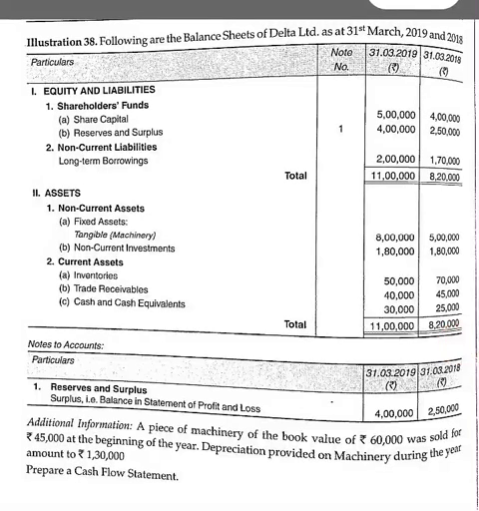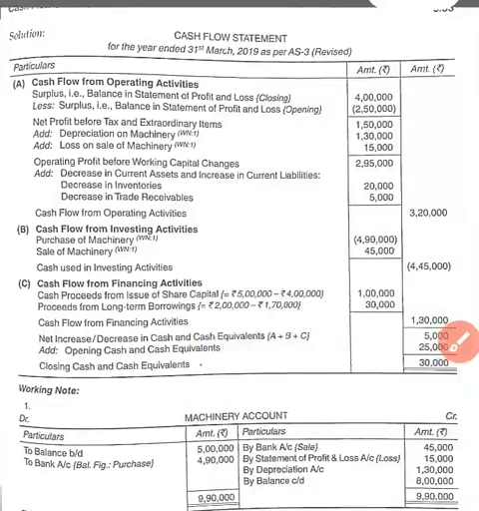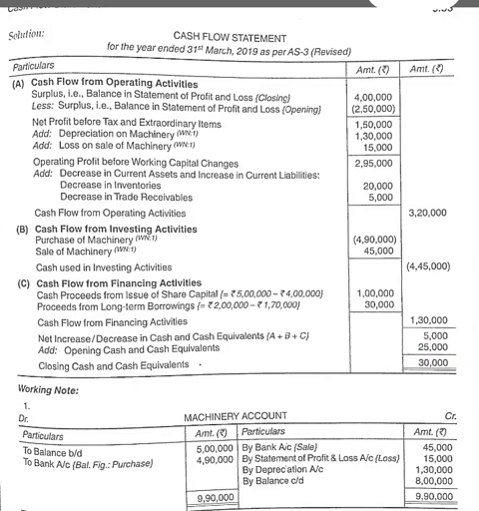Then next is fixed asset, tangible asset, machinery. We have done it in the working note. We have made the machinery account and all the things are settled over there. Then next is non-current investment. This is also an investment. This is the same 1,80,000, so no need to record. Now inventory, see 70 to 50,000, meaning a decrease in stock. A decrease in stock means a decrease in current asset, so it will be on the plus side. See, decrease in stock 20,000 on the plus side.